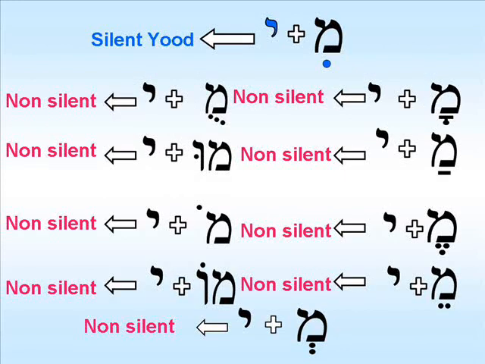Let's look at some examples. Mi, that's a silent Yood. Now look at all the rest. None of them are silent, because none of them have the dot, none of them have the chirik. They all have different vowels. For instance, ma, mai, ma, mai, me, mei, me, mei, etc.